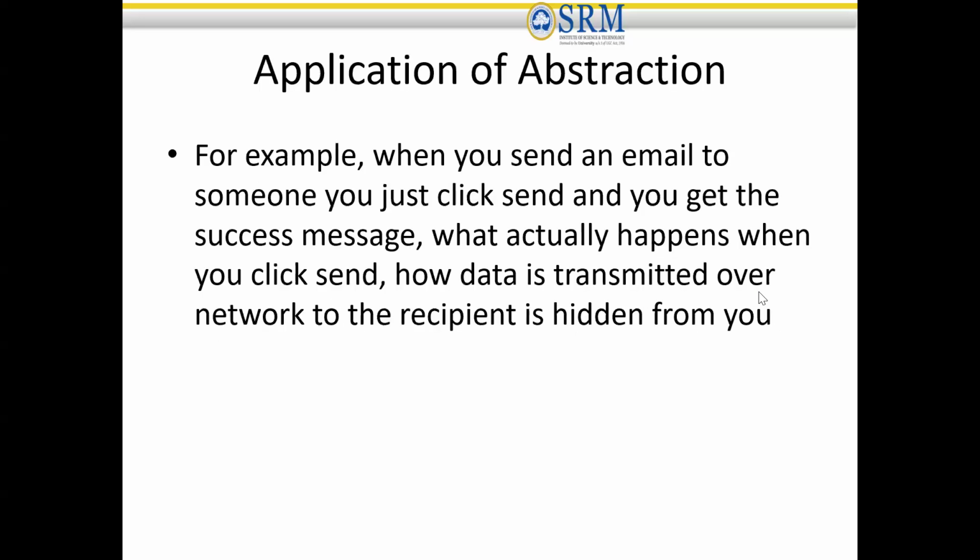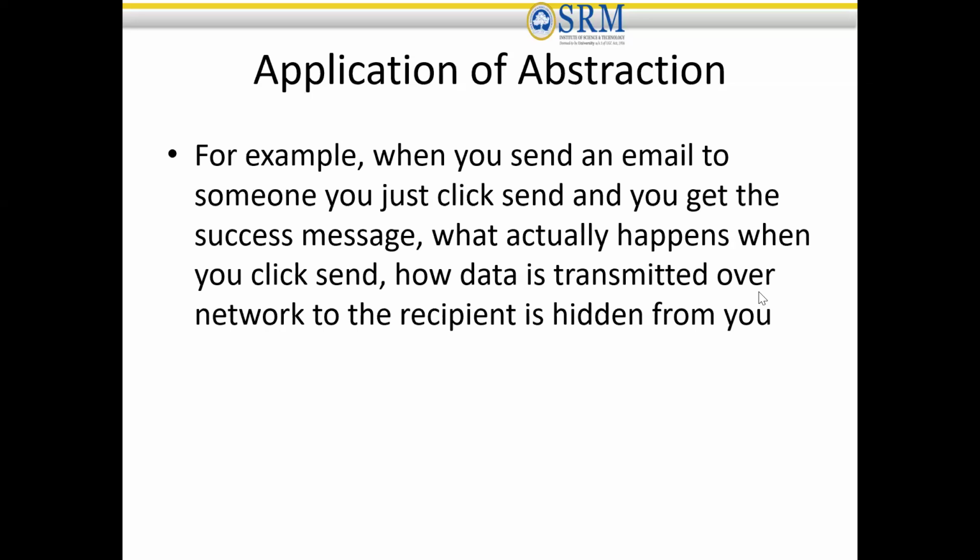So this is the example for abstraction. For example, when you send an email to someone, you just click send and you will get the success message. What actually happened when you click send, how data is transmitted over the network to the recipient, is hidden from you. So this is an example for abstraction. I already said data abstraction means providing the essential information, hiding the implementation detail.